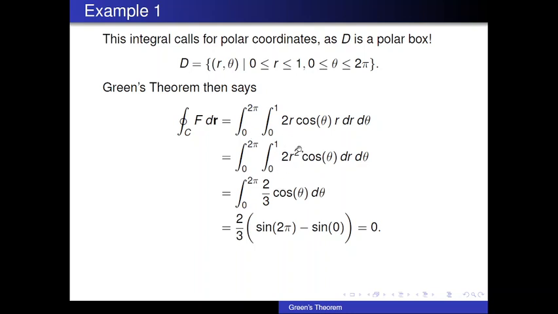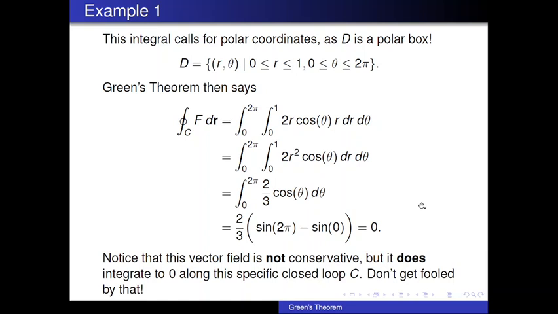So the first of those gives us just 2/3 times cosine of theta. And then we integrate that, we get 2/3 times what? Sine of theta. Evaluating at 2 pi and at 0, each one of these values is itself 0, so the difference is 0. And so this product is 0. And so this line integral is 0.